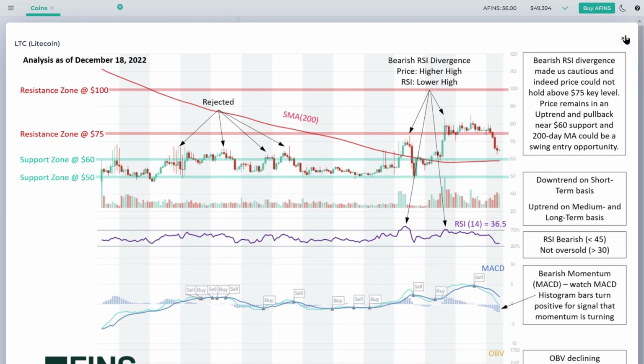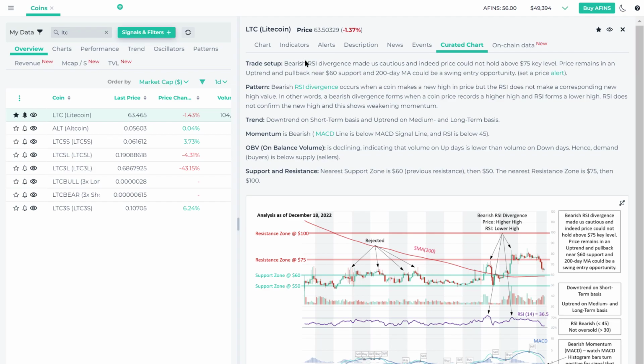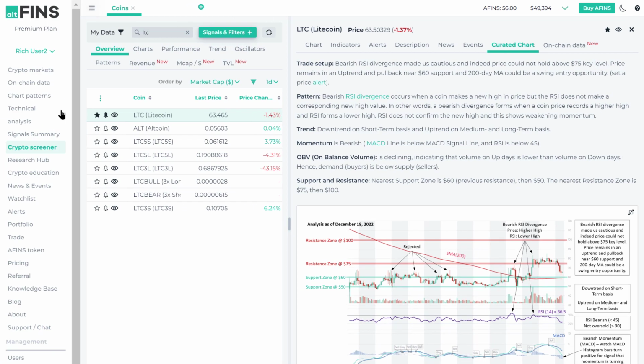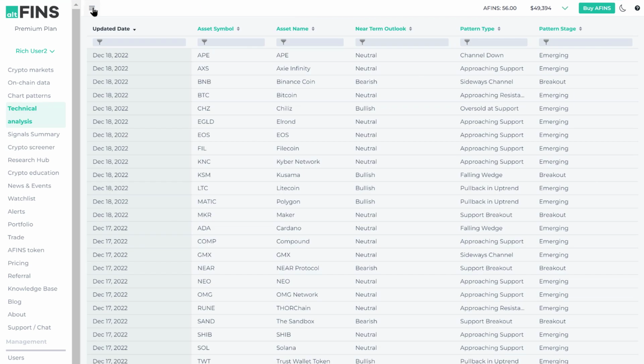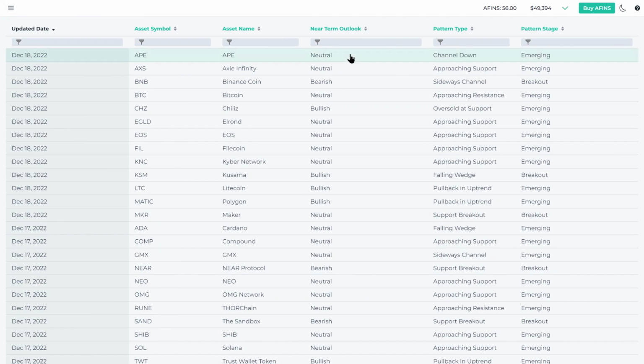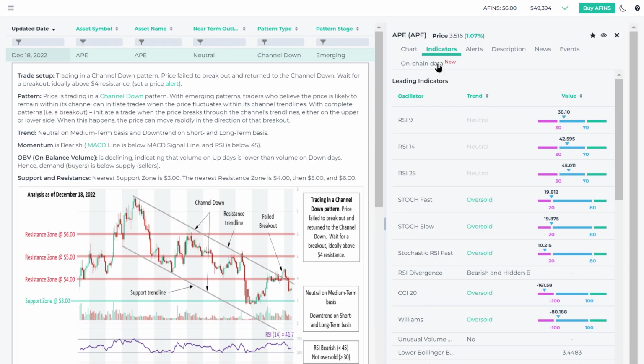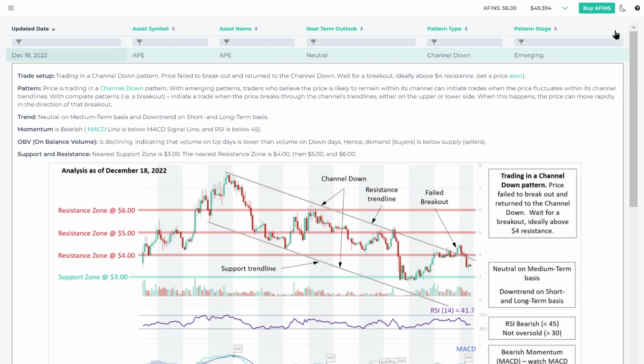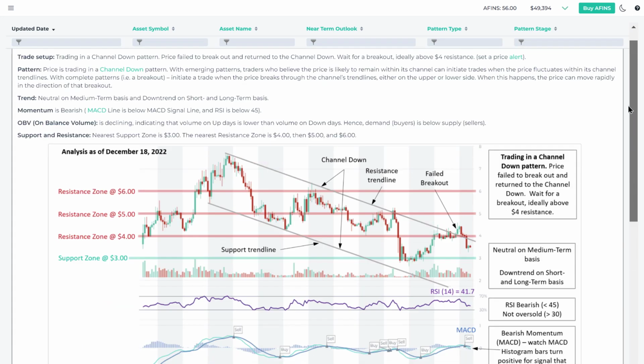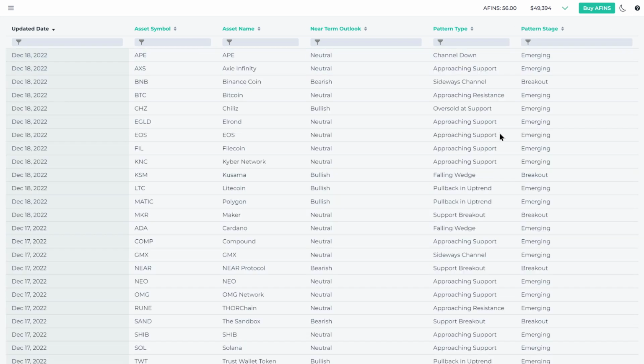But I do think that these technical analyses that we prepare, you can also see them under the technical analysis section, is a great starting point for beginner and intermediate traders to find some trading ideas and also learn the basics of technical analysis.